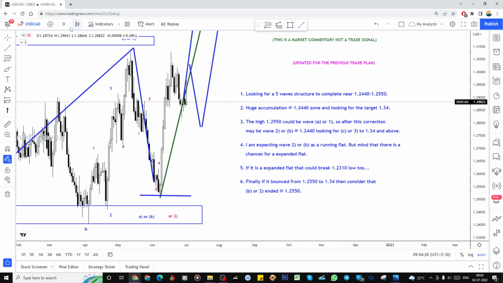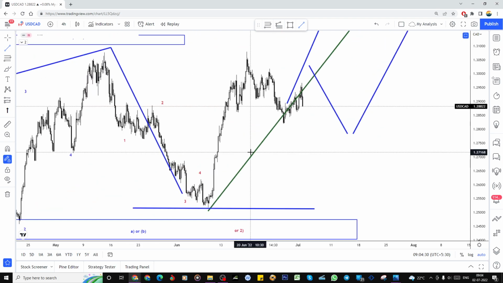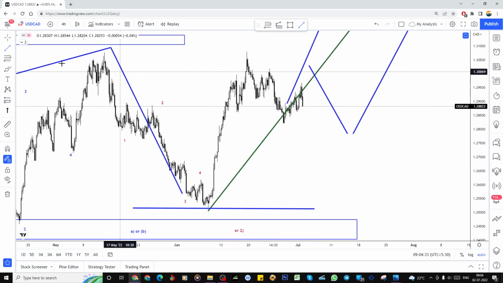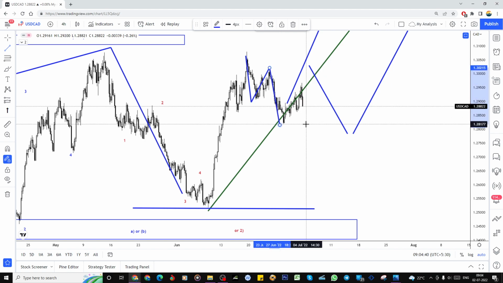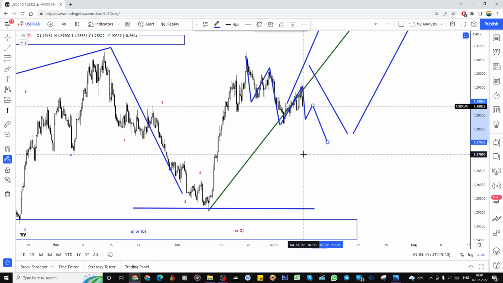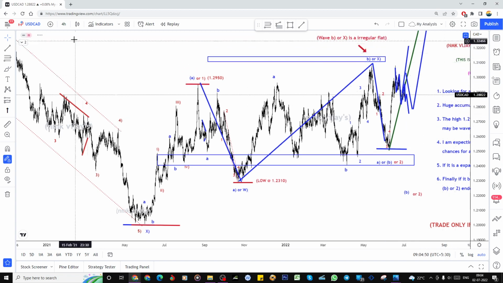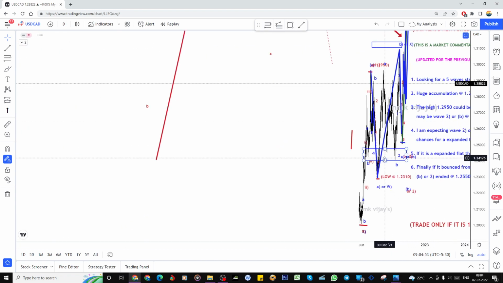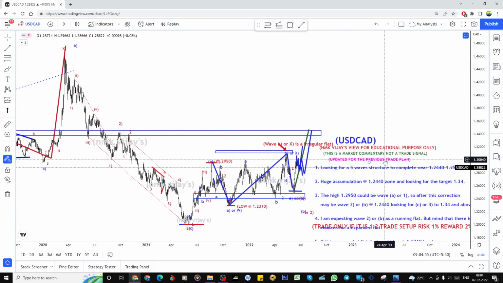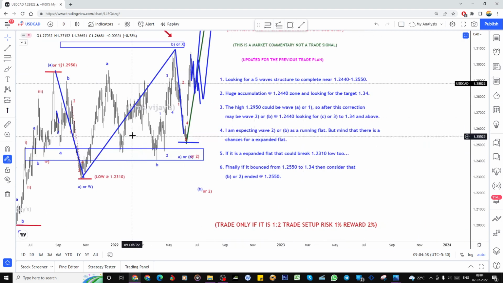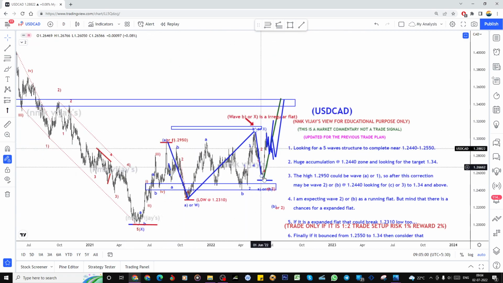Look at this. I am expecting the 3-wave structure, right? And it is doing that. So wait for this, or we don't know whether this is the completion of this 3-wave structure. We don't know. Or this could be the connecting wave and one more 3-wave structure. It could be. But what is our target? 1.35 to 1.38, and the next target could be 1.42 also.